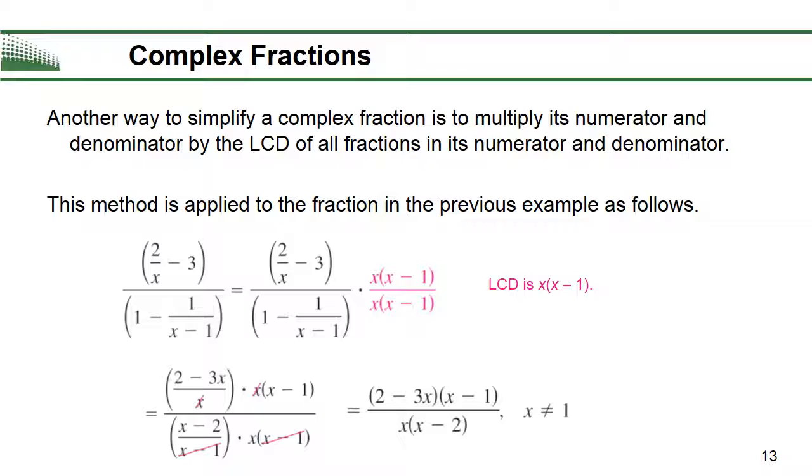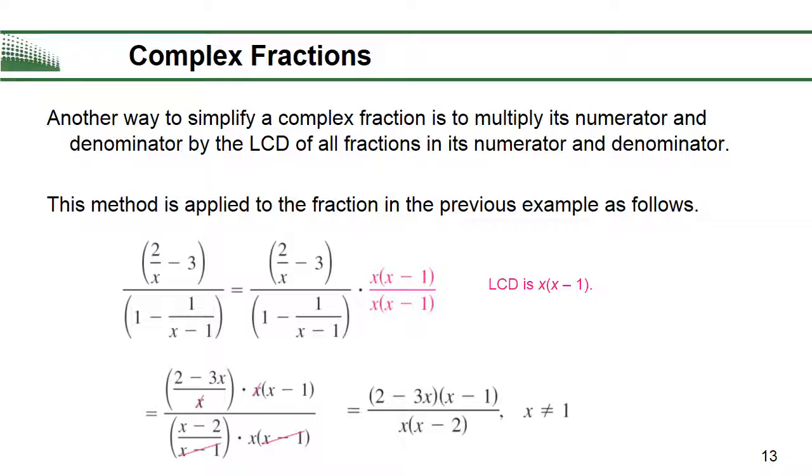And so instead of combining the top and combining the bottom, what we do is we say, all right, look at these individual fractions in the numerator and the denominator. In the top, we have a denominator of x, in the bottom, x minus 1. That's going to become my least common denominator. What I'm going to do is multiply the top by that and the bottom by that.